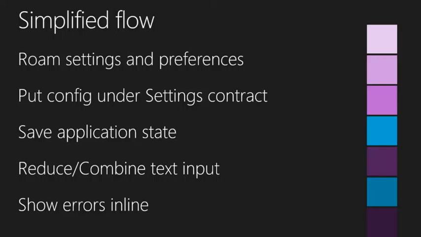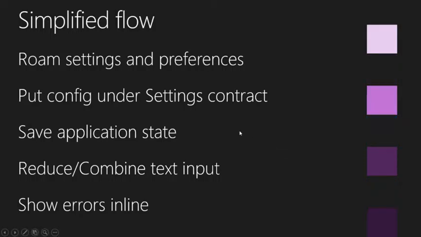Being fast and fluid is more than just how things look. So there's a lot of different decisions that you can make based on the design to help you simplify that flow for different users. So these are just some of those things, like roam settings and preferences, put config under settings contract, saving application state, reducing and combining text input, showing errors right in line, trying to get rid of additional interactive elements and making things very, very simplistic is incredibly important so that your applications behave very well.